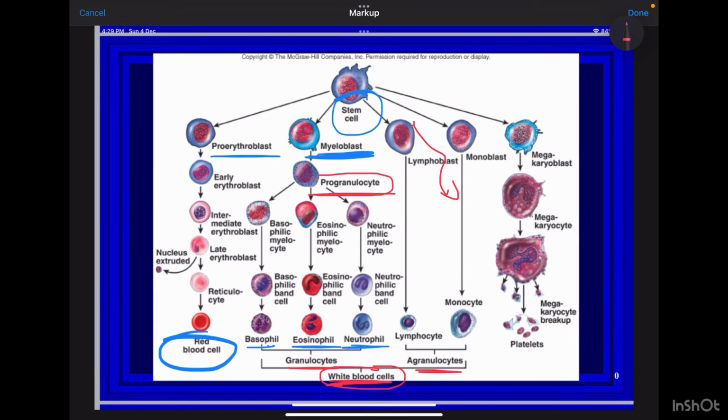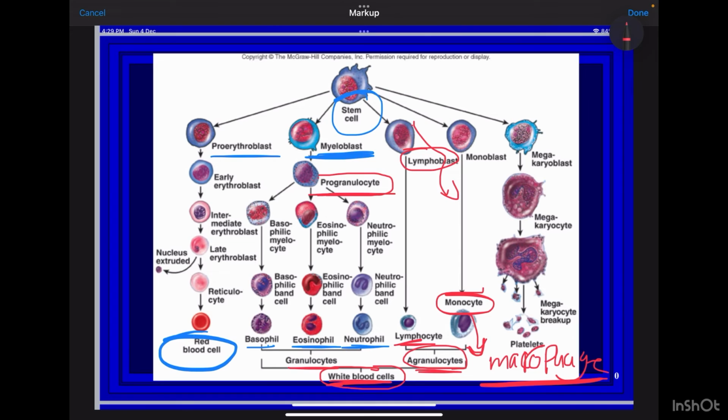So if we come back to this one, lymphoblast, we get at the end lymphocyte, and from the monoblast we get the monocyte. Monocyte then goes into the connective tissue and becomes macrophage. Okay, so lymphocytes and monocytes are a type of agranulocyte of white blood cells.